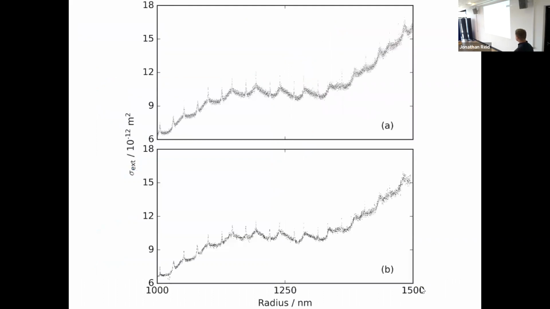So this is a sanity check here. We've got our simulated data set on the top and our measured data set on the bottom. You can see for a given particle size, the distribution in the extinction cross sections is quite consistent between the measured and simulated data sets.